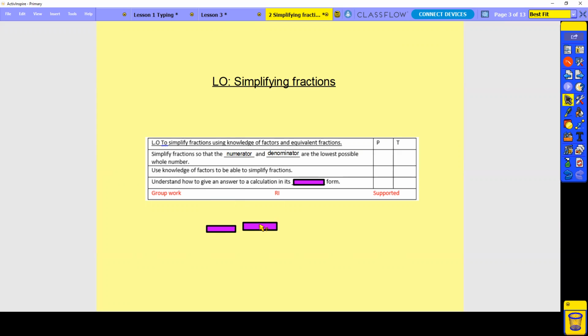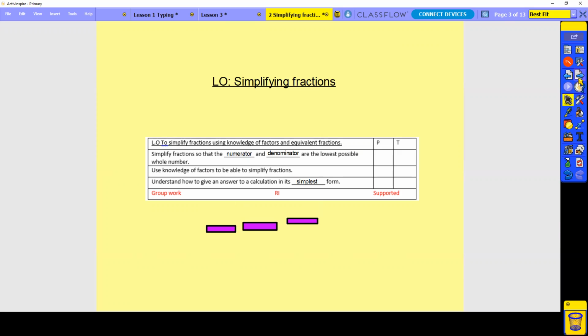You're going to use your knowledge of factors to be able to simplify the fractions. We've been practicing factors quite a lot recently. Remember that factors are numbers that can be multiplied together to make a number. If you're thinking of, for example, 9, a factor of 9 is 3 because 3 times 3 gives you 9. So that would be a factor. We also need to understand how to give an answer to a calculation in its simplest form. We're going to be going through that today, okay?